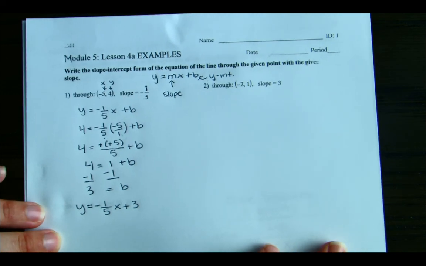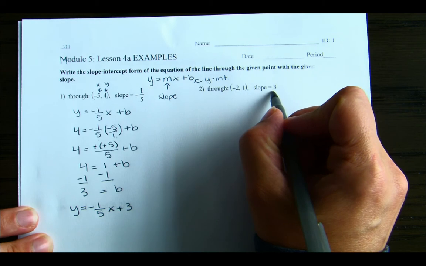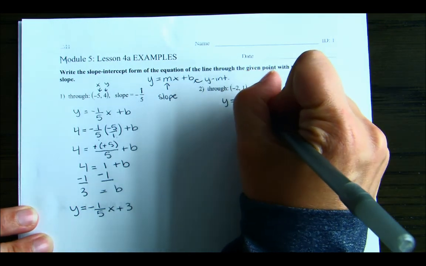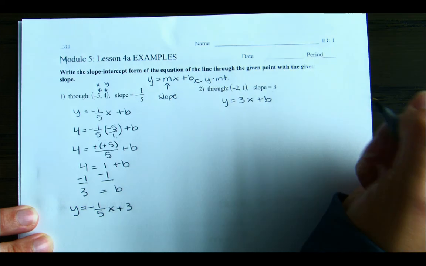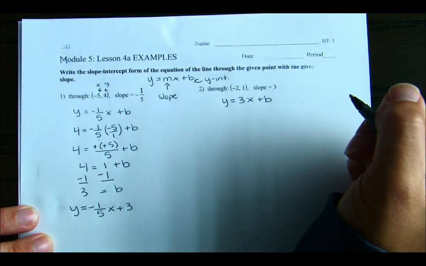Here's another example for you just in case. For here, our slope is 3. That's my m. So y equals 3x plus b. Again, I don't know what b is, so that means I need to use the point that I'm given in order to figure it out.